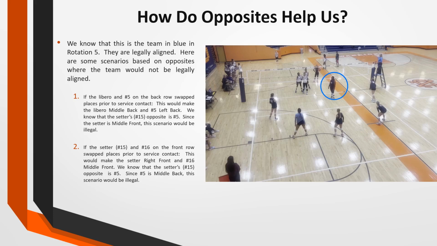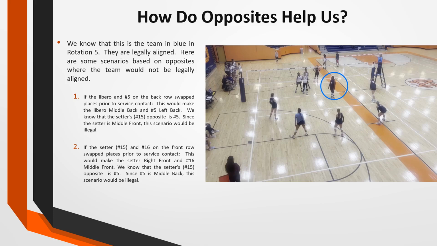Let me give you another one. Say your setter and 16, who is to her right on the front row, were to swap places prior to service contact. This would make your setter a right front and 16 middle front. You know that your setter's opposite is 5. And since 5 is the middle back, this scenario will be illegal.